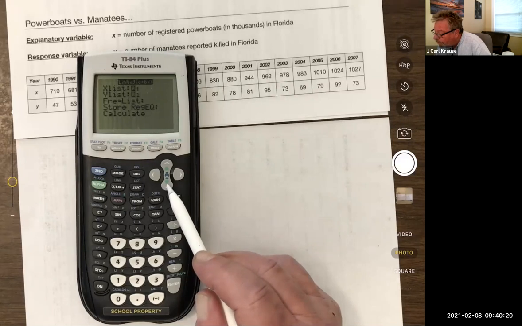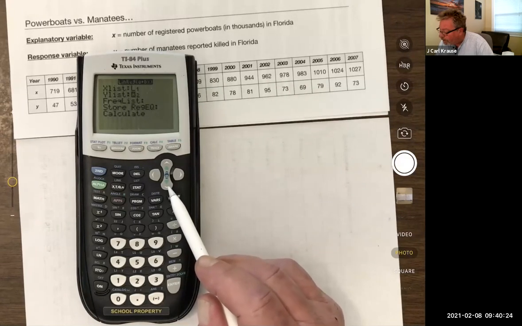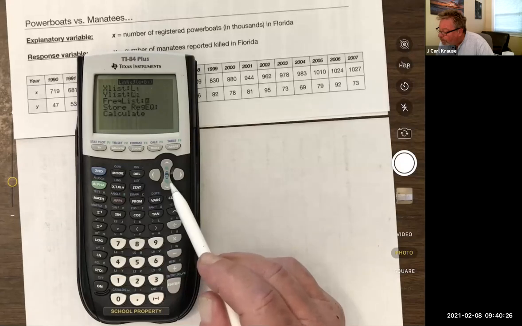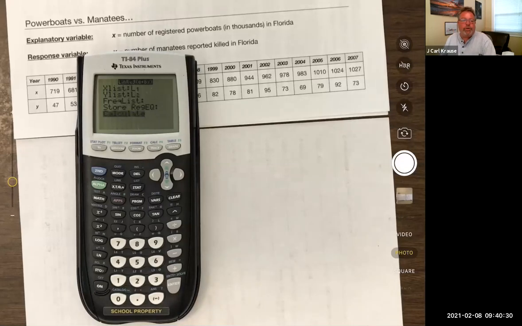XList is list 1, YList is list 2, and it's critical that you use the correct lists here. Now, frequency list and store regression equation, you can leave those blank, okay? And so if everything's set up here, then we can press enter on calculate, and if everything's cool, it'll go through and analyze that bivariate data and give you this equation here.